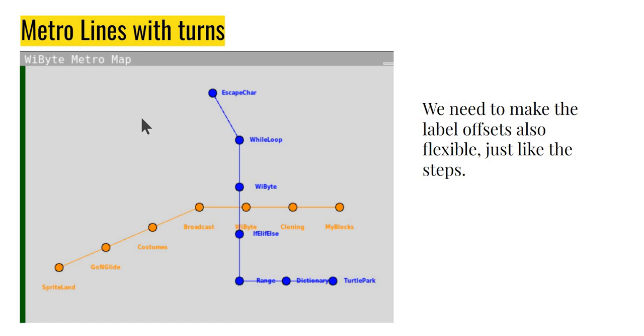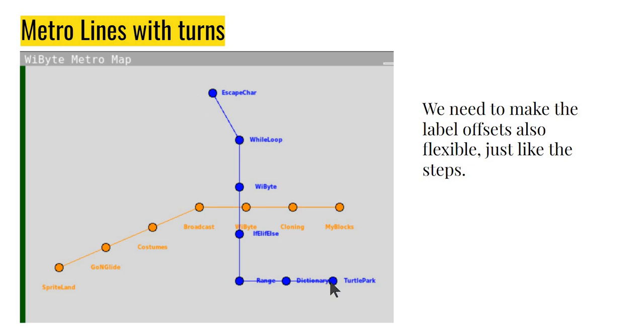We are looking to enhance the Metro Map project from the WiByte Python curriculum available at www.wibyte.in. In the previous video, we saw how we could use some pretty interesting logic to make these lines have turns. For example, my scratch line, notice, goes inclined and then becomes flat. My Python line has even more turns.